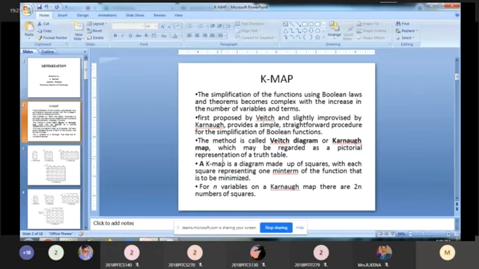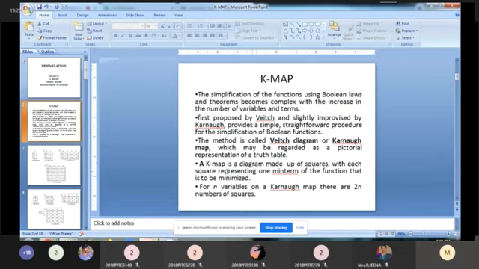Next, it is a pictorial representation of a truth table. Before we go with the K-map simplification, first we have to draw the truth table. If the truth table is not present, then you have to simplify the expressions.